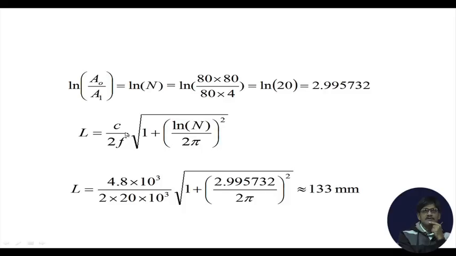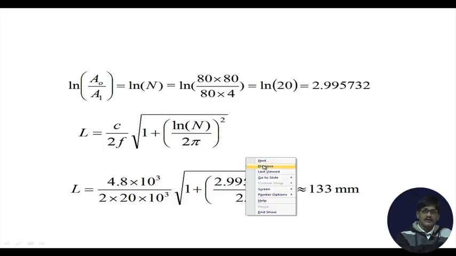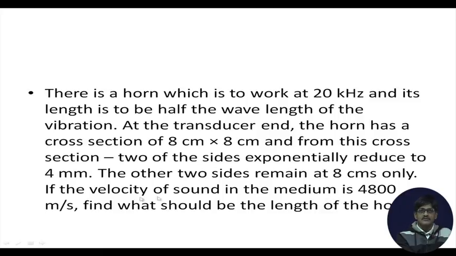Achha, what is the speed of sound in that particular medium of the horn? If the horn is made of steel, the sound will be traveling much faster than it travels in air, and it has been given. Let's have a quick check. 4800 meters per second is the velocity, and 20 kilohertz is the frequency. That's all.